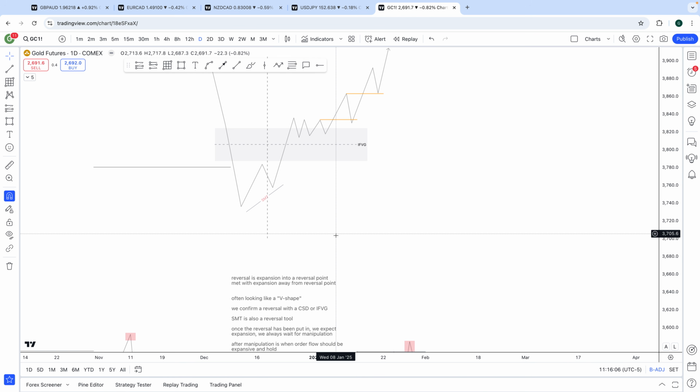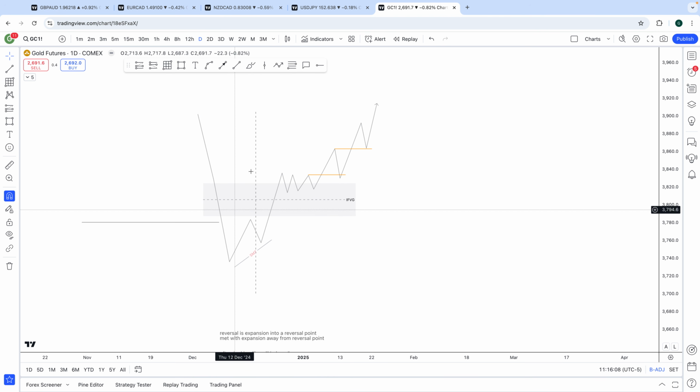So this is an example of an inverse fair value gap, just so we know, right? So let's say the previous day expanded. I know we've all seen this, where the previous day expanded to a key level, and the next day we expand back into the range, right? Let's say the CSD is way up here. So you use an inverse fair value gap, right? And then we want to see SMT at the reversal point, right?